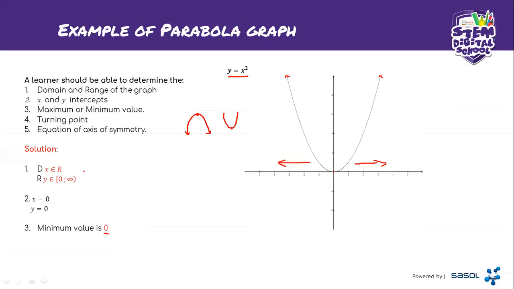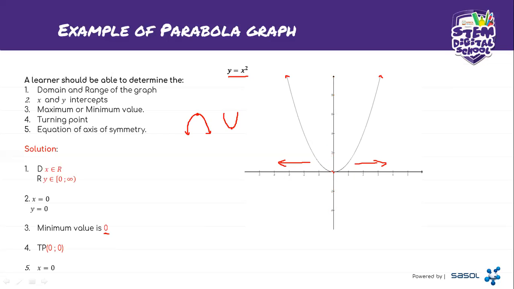All right, now we can go to the turning point. How do we determine the turning point? It is very clear from this graph that our turning point is (0, 0). It's very simple. The last one is the equation of the axis of symmetry, X equals 0. Remember, the axis of symmetry is the line which cuts the parabola graph into two equal parts. We normally see that line as a broken line. Here it lies on the Y axis, so we cannot see it.